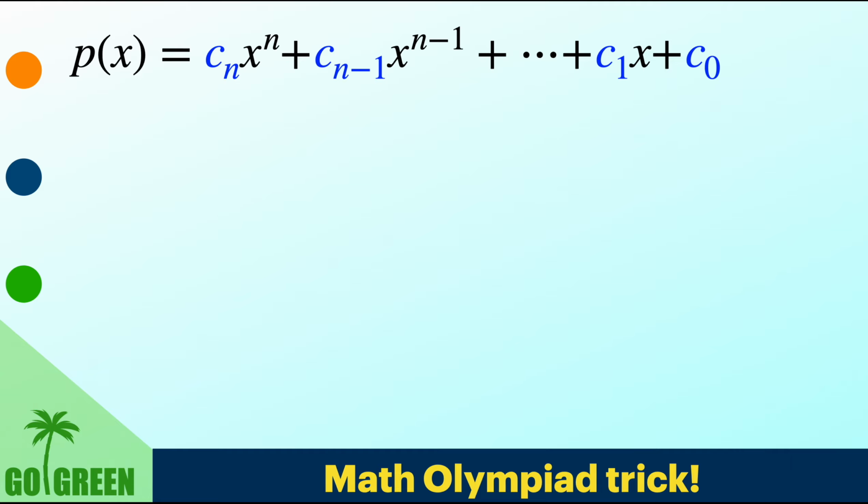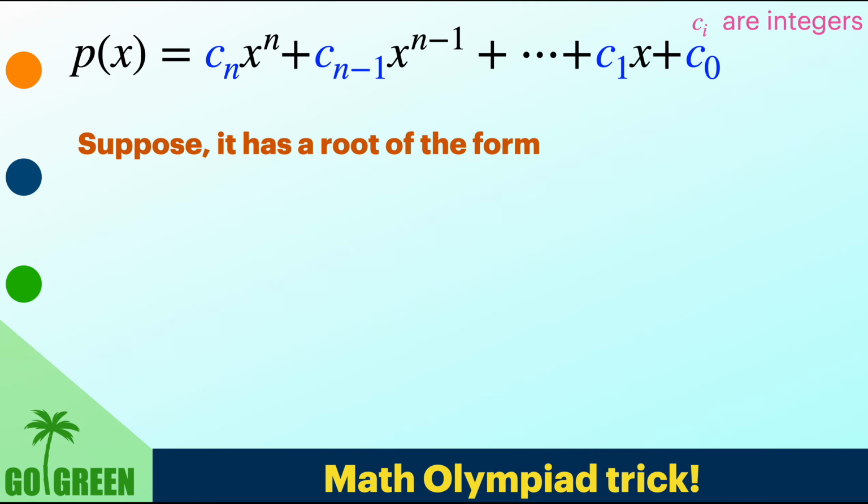One of the important assumptions here is that all these coefficients are integers. So basically the c_i are all integers, which means we can say that this polynomial has integer coefficients. Now suppose it has a root of the form a/b. So we are assuming that this is an integral polynomial, and it has a rational root of the form a/b. Then a and b are integers.